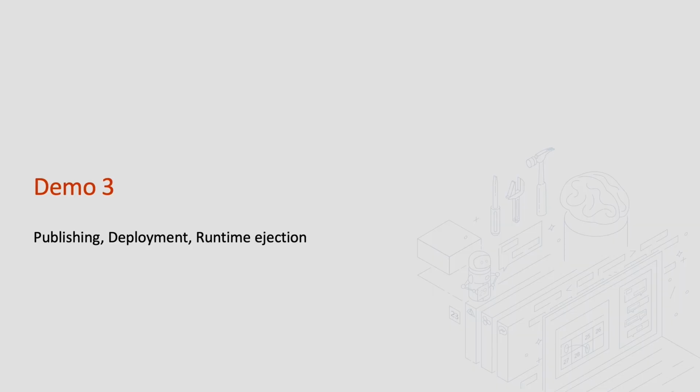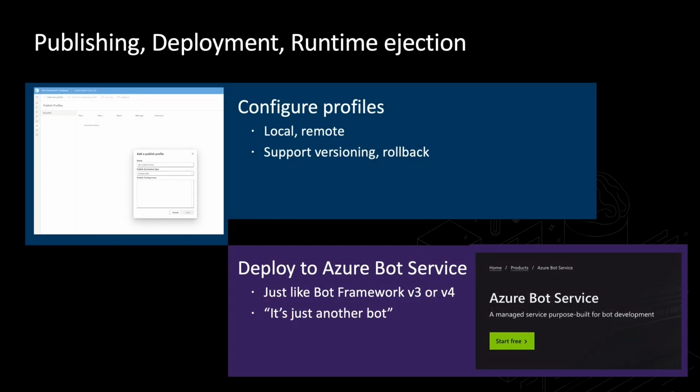Our final demo of the session will be an overview of the provisioning, deployment, and publishing mechanisms inside Bot Framework Composer. Composer has a page that we call the Publish Profiles page, which allows you to define a local or remote publishing profile. This can be for deployment to cloud services or other scenarios you're trying to accomplish. This also has the capability to support versioning or rollback scenarios.